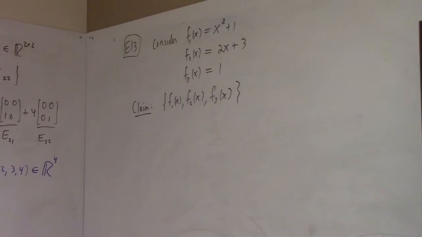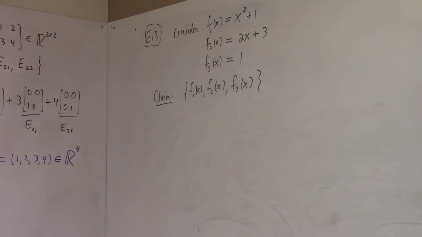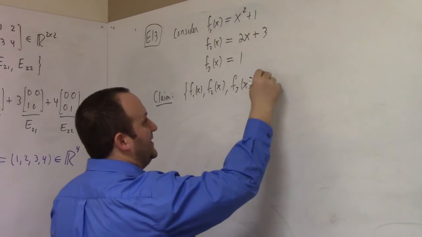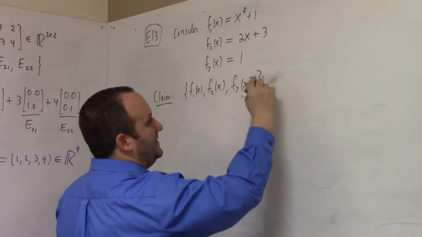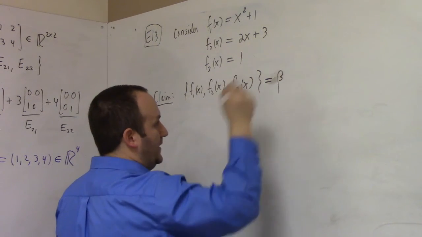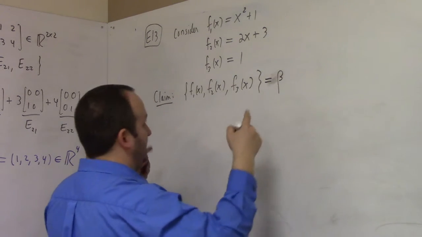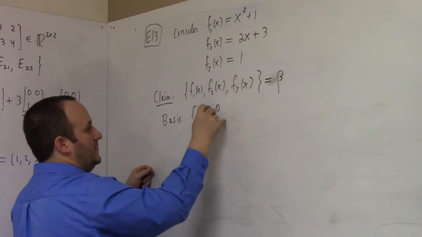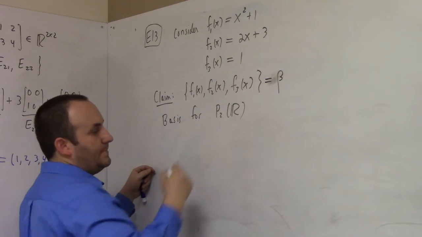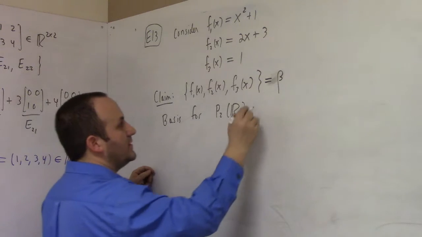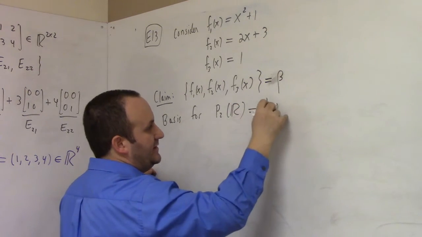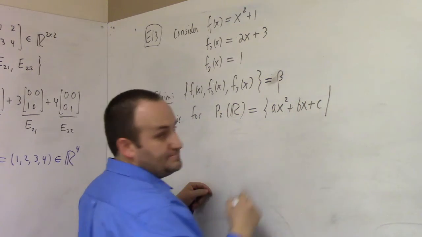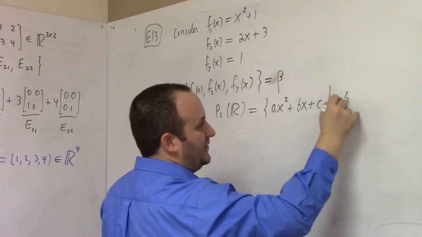Maybe not. All right, so here's a basis I claim is a basis for polynomials of second order. So this is basis, let me call it beta again. A basis for P2(R). This is generically ax squared plus bx plus c, such that a, b, c are real numbers.